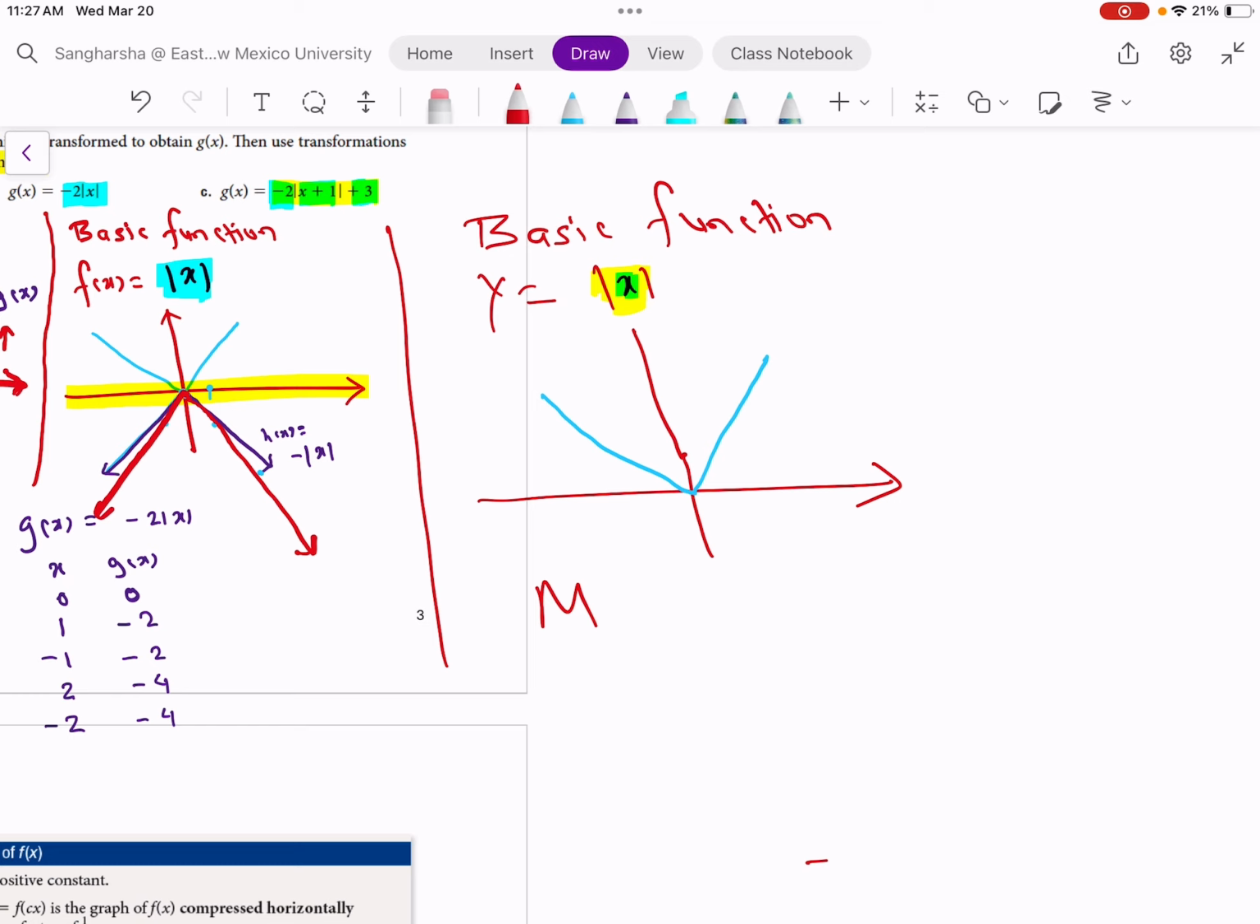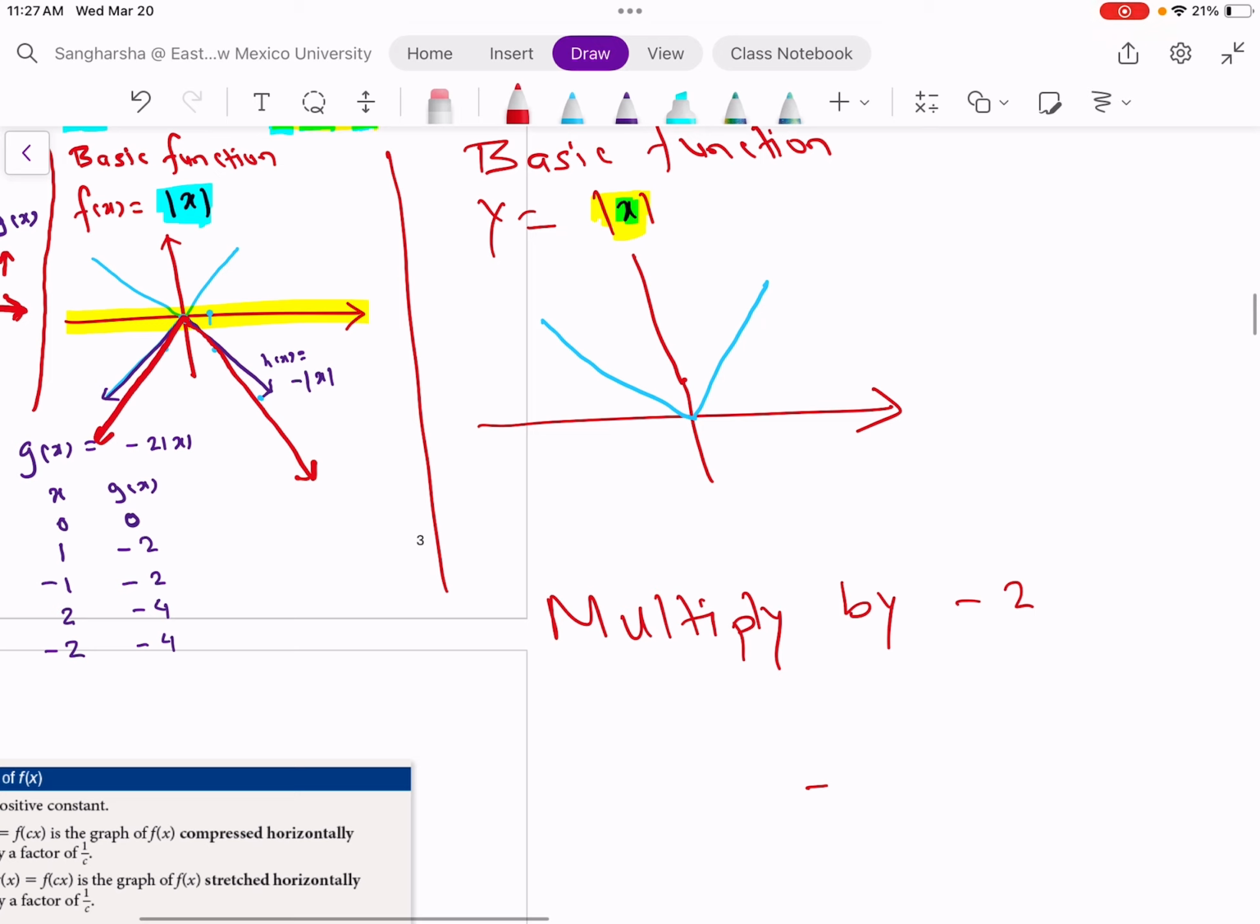So we multiply by -2. And when we multiply by -2, what happens to our graph? It is reflected across x-axis and is traced vertically away from the x-axis. So you reflect across x-axis. So this is the graph here.